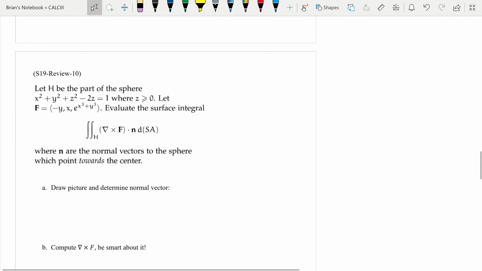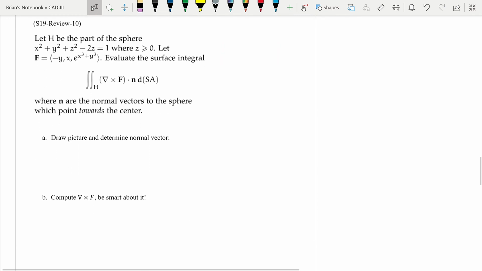Let H be the part of a sphere x squared plus y squared plus z squared minus 2z is equal to 1, where z is greater than 0. So again, we're above the xy plane. And F is equal to (-y, x, e to the x cubed plus y cubed). Evaluate that surface integral where n are the normal vectors to the sphere which point towards the center.